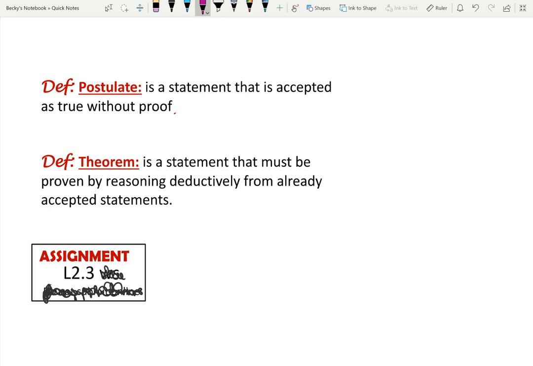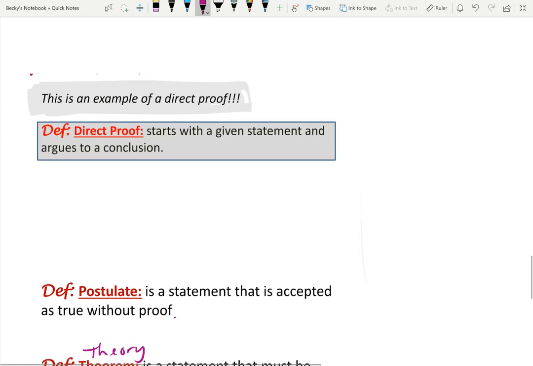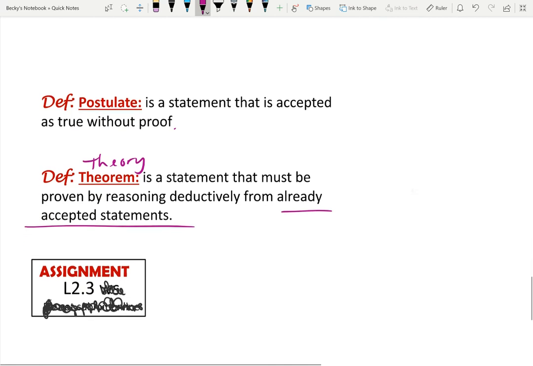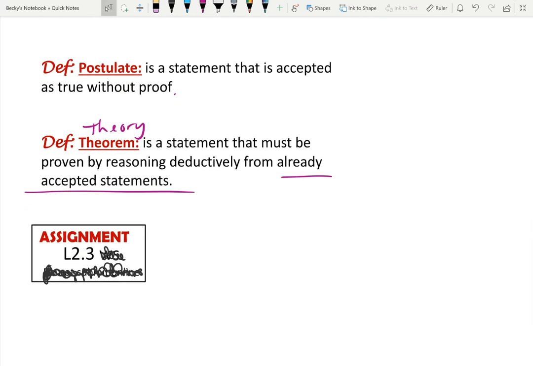And a theorem, let's look at the word theorem. It's kind of like the word theory, right? So you have to test and prove theories. So a theorem is a statement that must be proved from reasoning deductively from already accepted statements. Now, what it means already accepted statements is we have to use other theorems and other postulates and other definitions to prove that it works. And so within this course, we use these proofs up here, these direct proofs, to prove new theorems, okay?